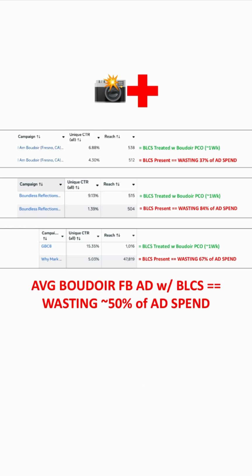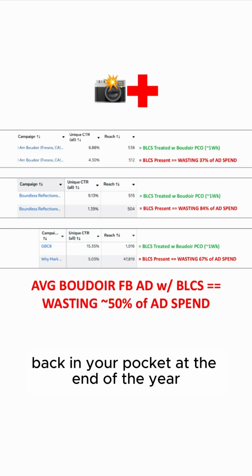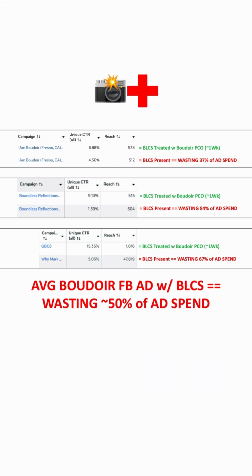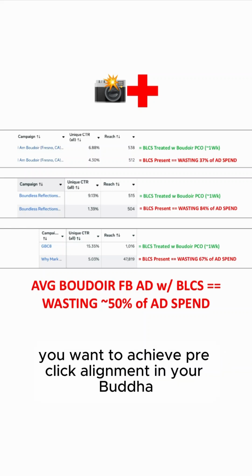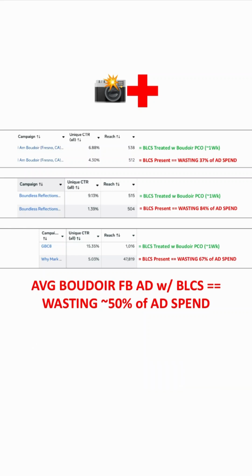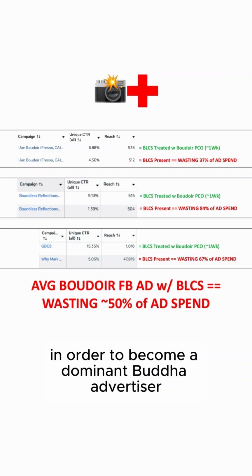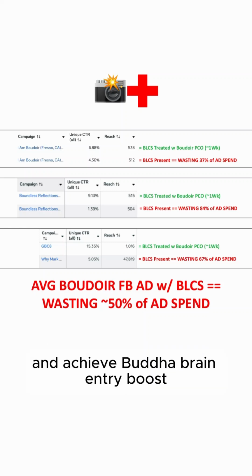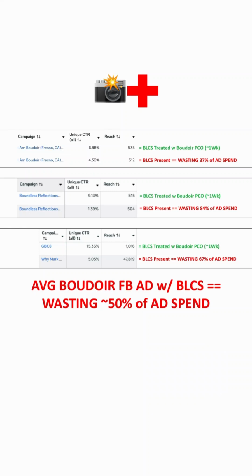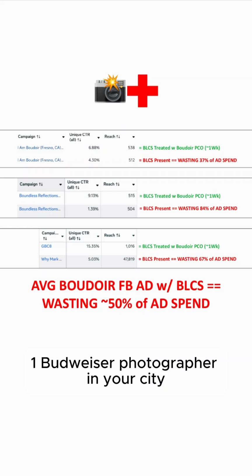And so you're liking that because it would put approximately 60K back in your pocket at the end of the year. And you want to achieve pre-click alignment in your boudoir Facebook ads in order to become a dominant boudoir advertiser and achieve boudoir brain entry boost, because that's what you have to do on your path to become the number one boudoir photographer in your city.